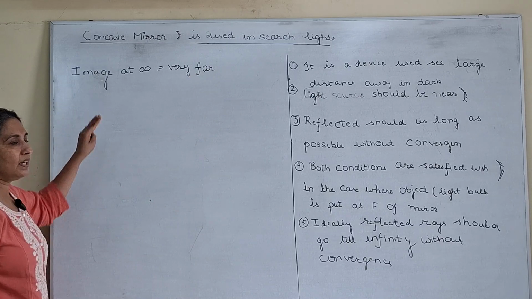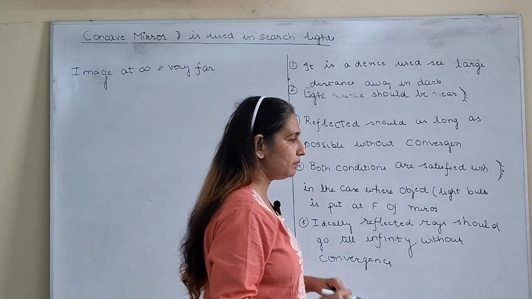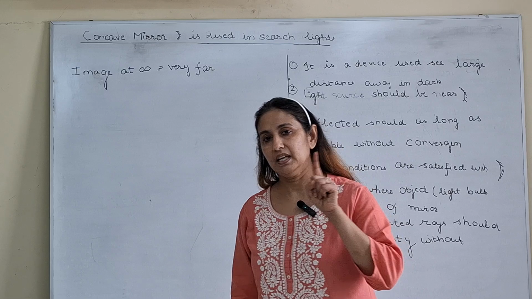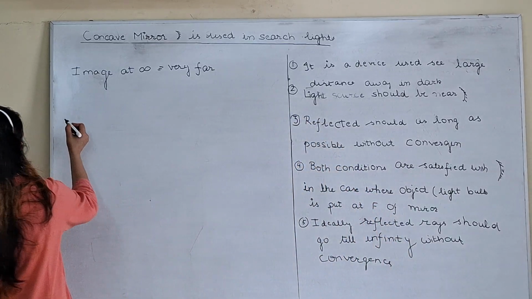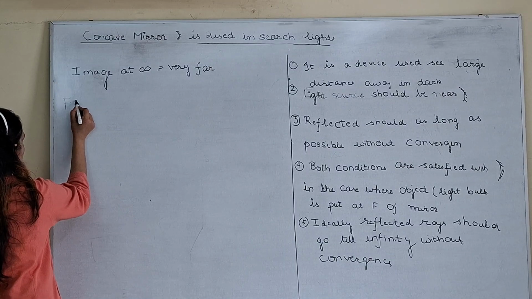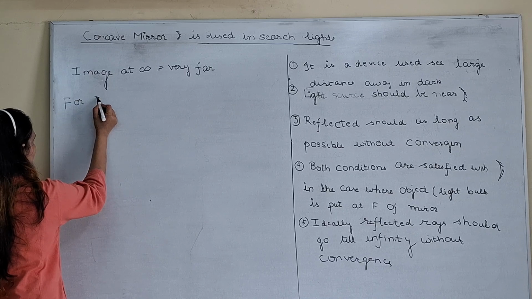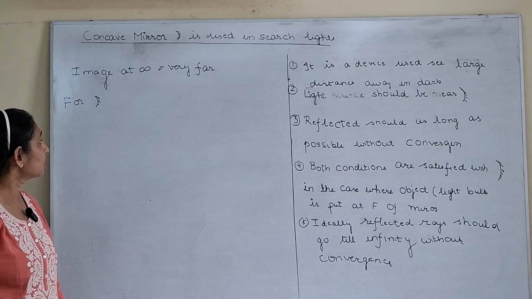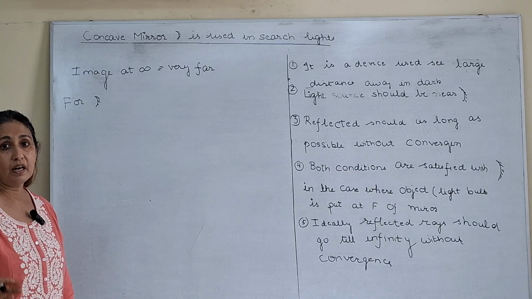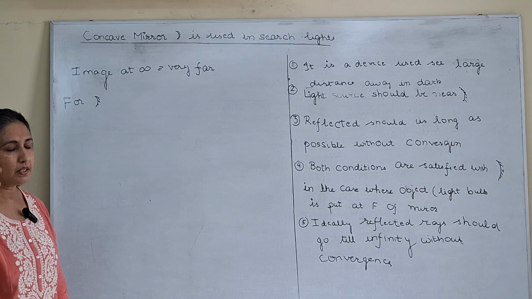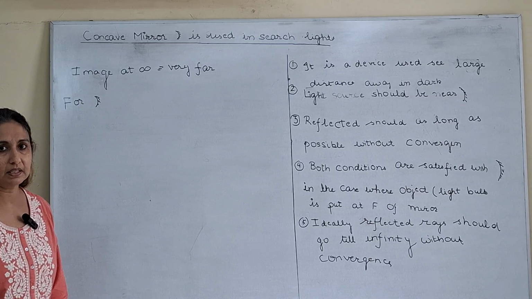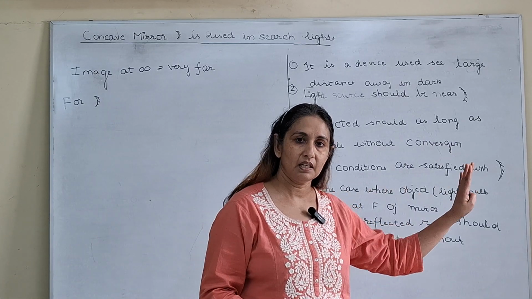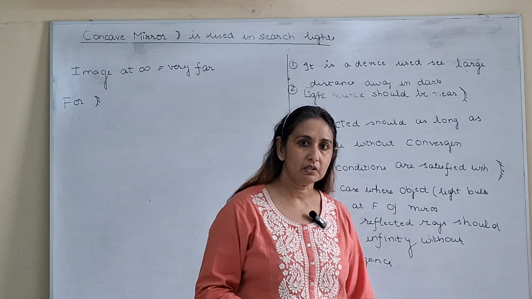Now, ये कब होता है? When does the image go to infinity? ये कॉन्केव मिरर के एक ही केस में होता है, जब ऑब्जेक्ट कहाँ रखा जाता है? जब ऑब्जेक्ट रखा जाता है फोकस एंड पोल के बीच में. नहीं, सॉरी, एट फोकस जब रख देते हैं, ऑब्जेक्ट इज एट फोकस, देन the light rays, they go till infinity and form the image there.